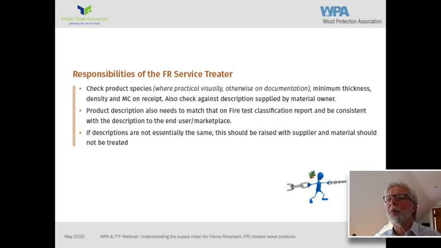Conversely, the treater has responsibilities too, to check that the product received matches the description supplied by the owner and matches that on the fire test classification report. And if they're the same, or essentially the same, that's fine. If not, that should be raised with the supplier, and the material should not be treated because it's not covered by the fire test classification report.